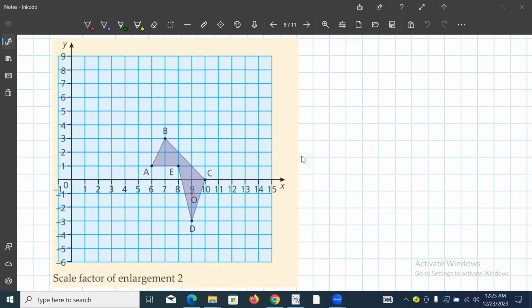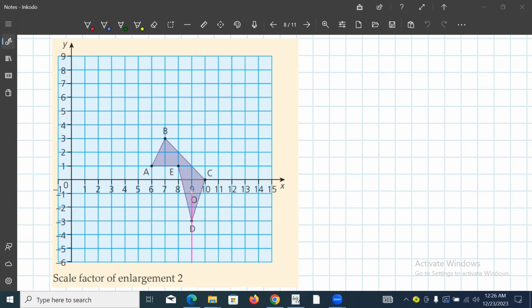Remember that in this question we have a scale factor of enlargement 2, and as you can see, the center is inside the object. So again, the scale factor is 2, which is greater than 1. So the image is bigger than the object. The basic idea is the same. We will try to draw a few lines. Those lines will help us find the new points, A dash, B dash, C dash, and D dash. So for example, O to D, we can extend it this way.